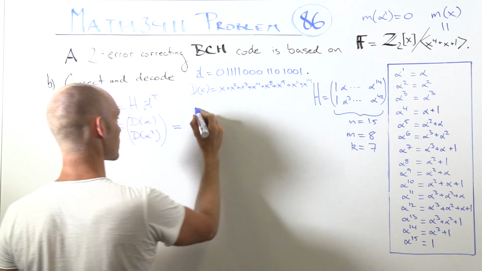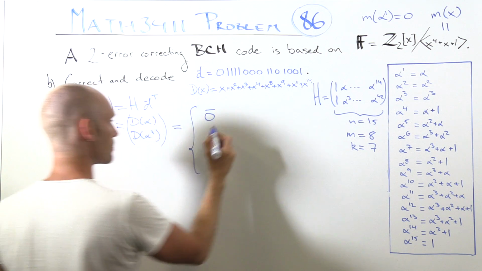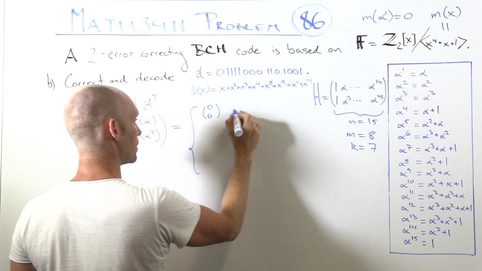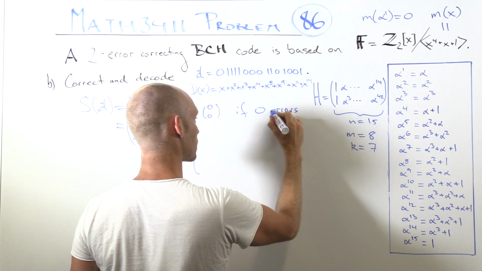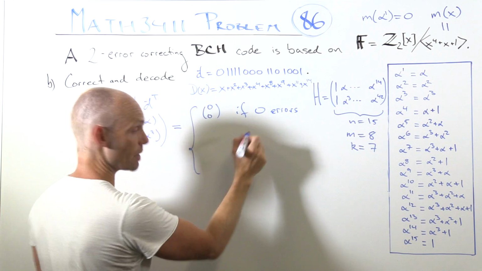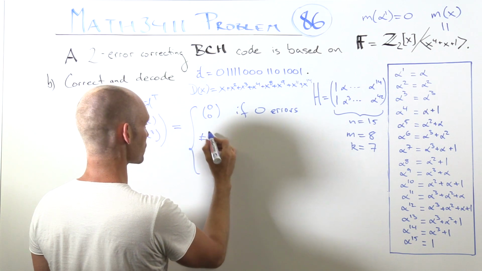It's the 0 vector, or 0 there and there. Let's write that maybe more specifically: if 0 errors. Now, if we have 1 or 2 errors, then we've got something not equal to 0.